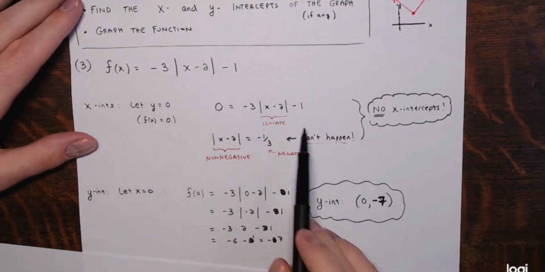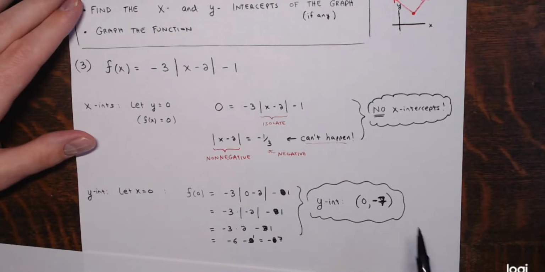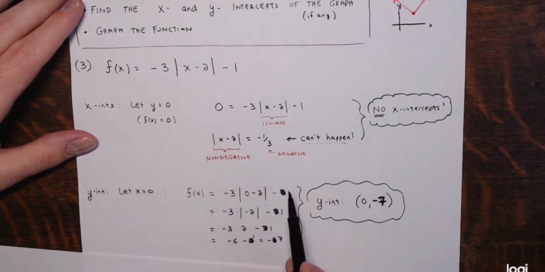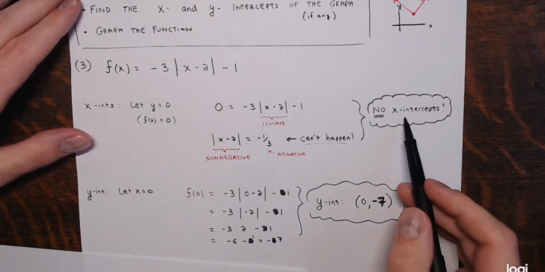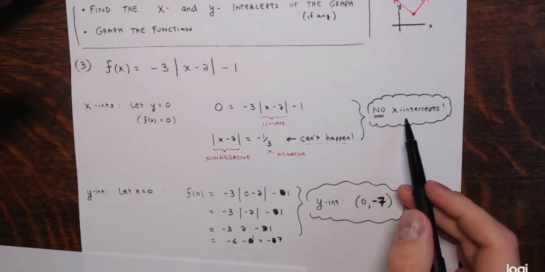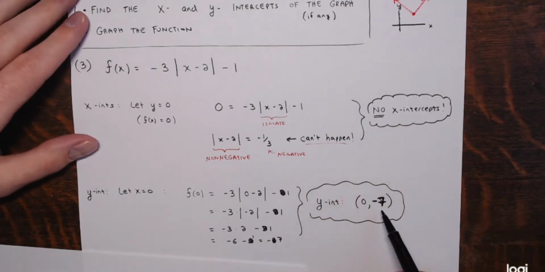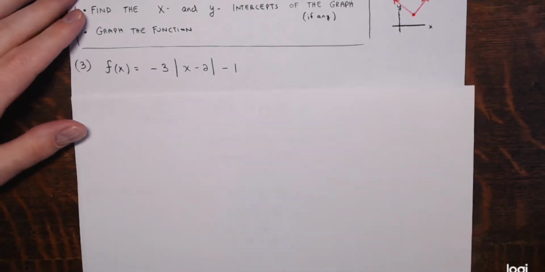Okay. So yeah, actually copying the problem down correctly, we see that, again, the graph's not going to cross the x-axis. It's going to cross the y-axis at 0, negative 7. Again, my apologies. All right, so now for graphing.